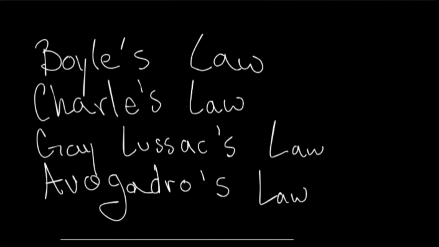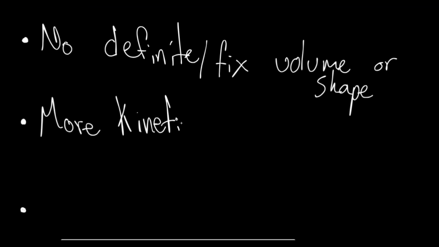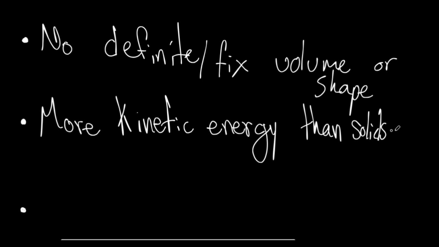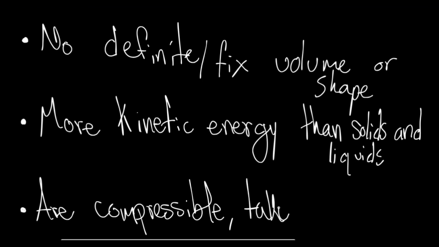Okay, so with this in mind, now let's take into consideration three components of the kinetic molecular theory. So we want to discuss a bit more about gas specifically. So I want to make 3 points about the kinetic molecular theory. So we'll make 3 bullet points. The first point is that gases have no definite or fixed volume or shape. The second point I want to make is that gases have more kinetic energy compared to solids and liquids. And the last point I want to make is that gases are compressible. So if you put them in any container, gases will take on the shape they are placed in.